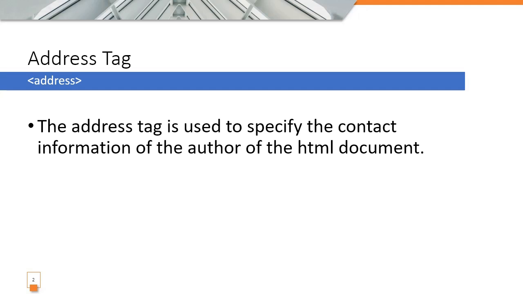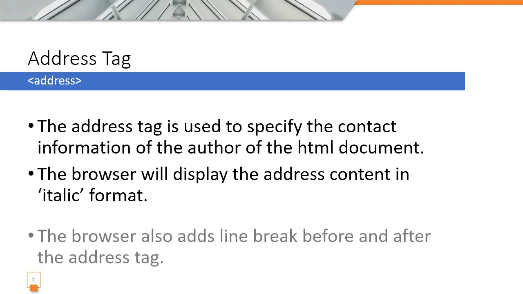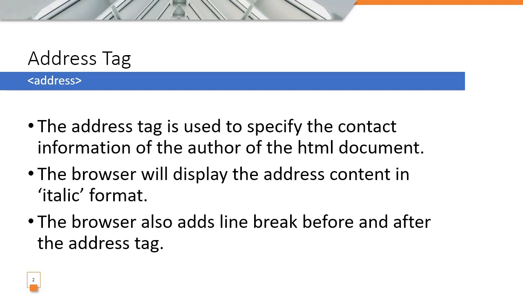The address tag is used to specify the contact information of the author of the HTML document. Once you specify the address tag, the browser will display the address content in italic format. The browser will also add a line break before and after the address tag, so that the address will be displayed as a separate element.